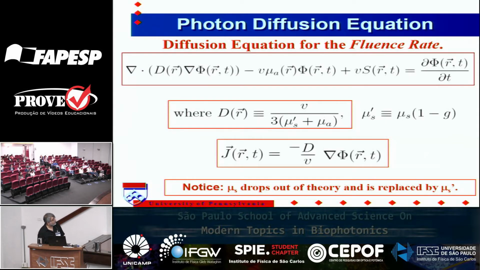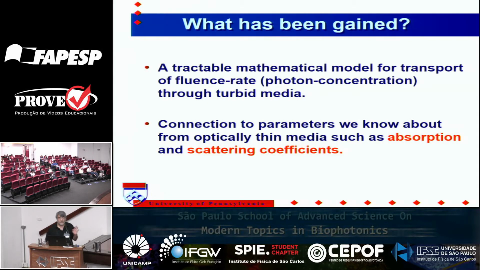So mu s has dropped out of my theory. g has dropped out of my theory. They come in together as this random walk step. The other thing that you learn is that the flux is related to the gradient of the fluence rate. If you know about diffusion, this shouldn't be very surprising. If you don't, you have to think about it and how to use it. So let's just stop for a second and think about what we've gained. What we've gained is that a diffusion equation is a lot easier to solve. People have been solving it for 100 years.